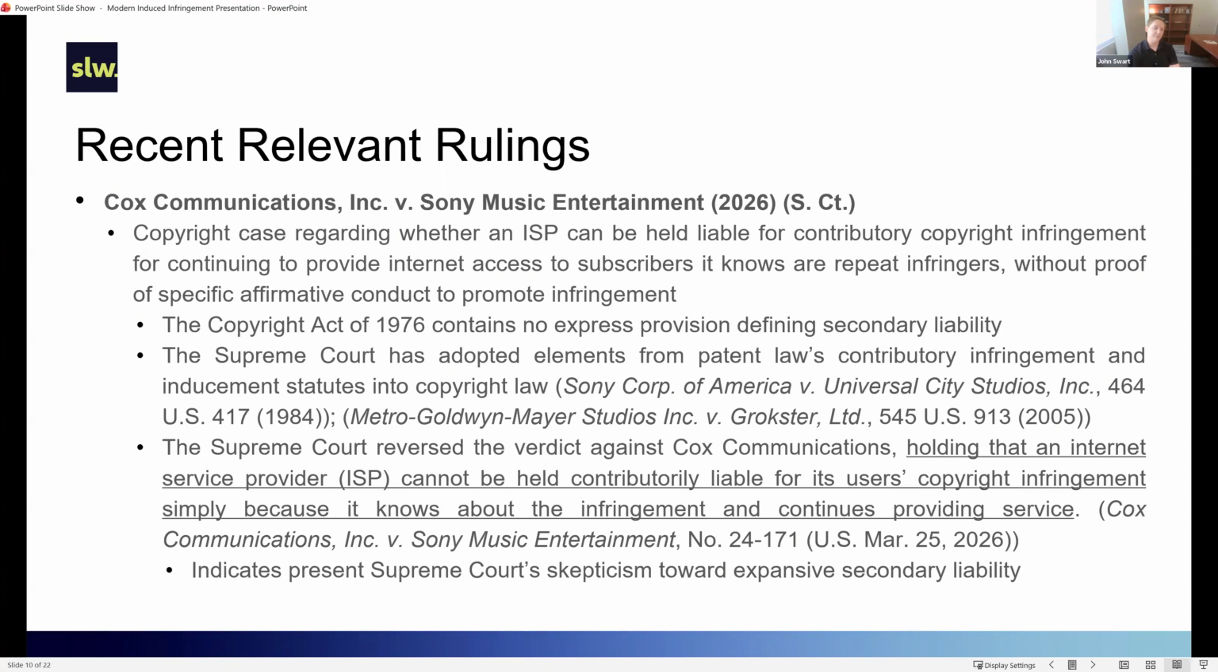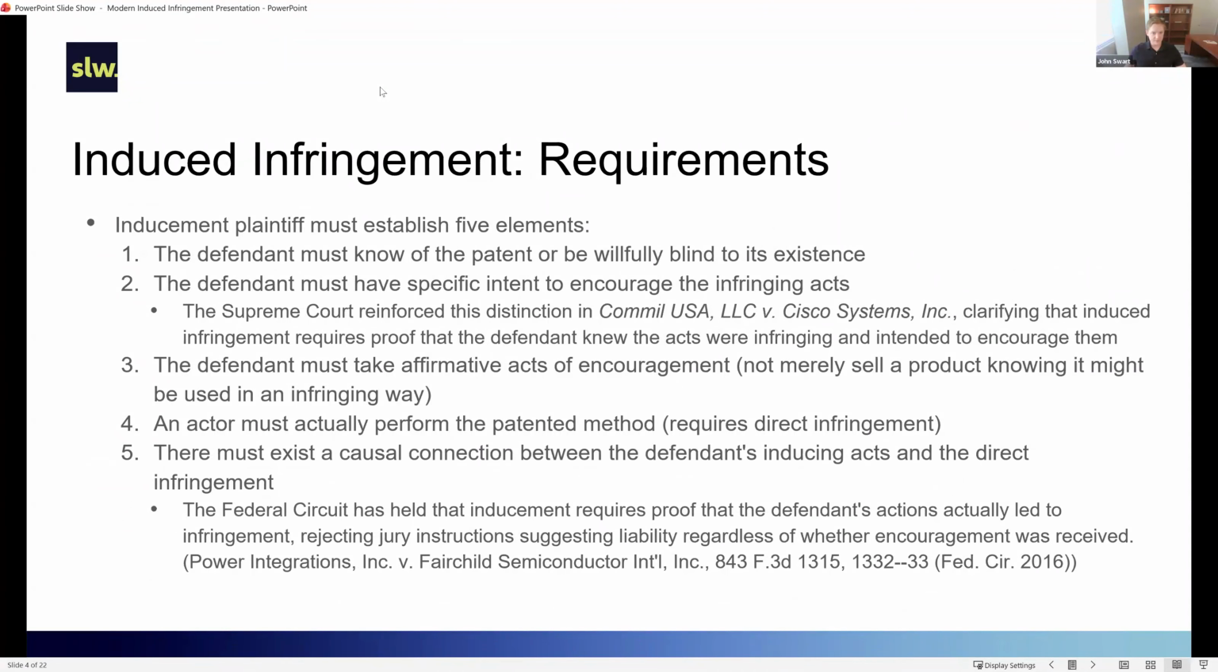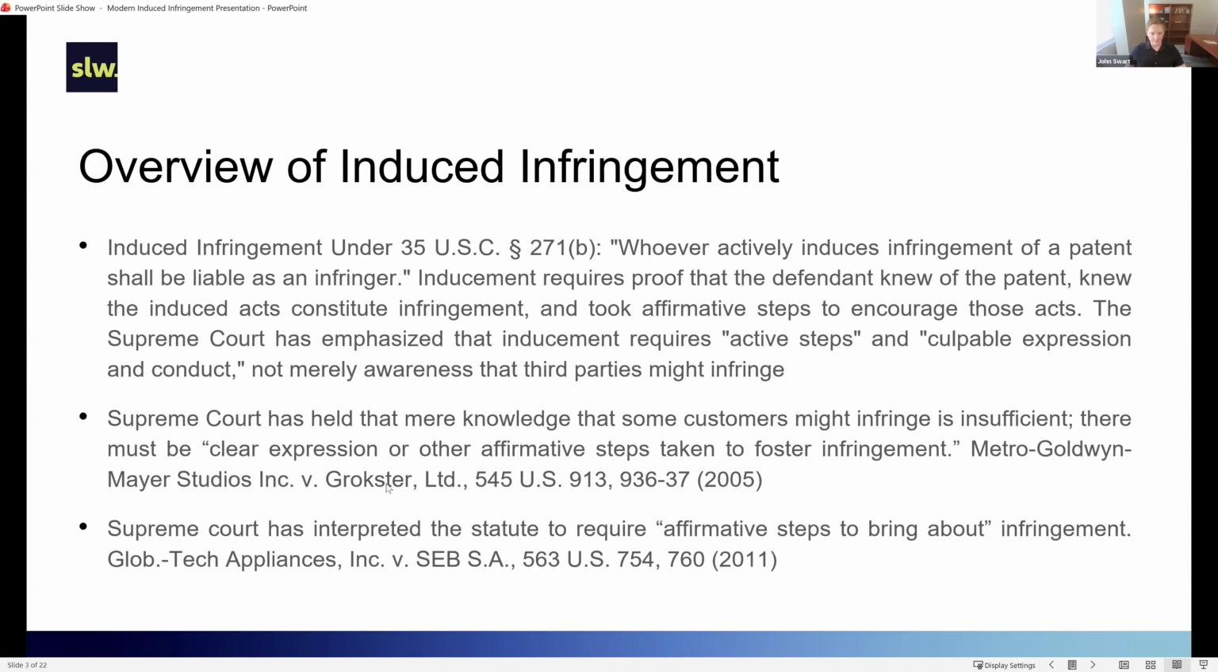Now, what does this have to do with patent law? What does this have to do with pharmaceuticals, the chemical arts? Well, I guess if we rewind back to when I was talking about induced infringement right away. The Copyright Act does not actually include any language regarding induced infringement or contributory infringement. So, the courts have generally analogized and compared copyright law to patent law in talking about induced infringement and contributory infringement in copyright.